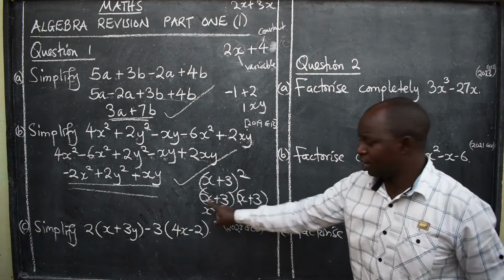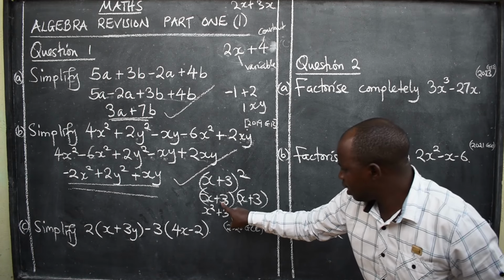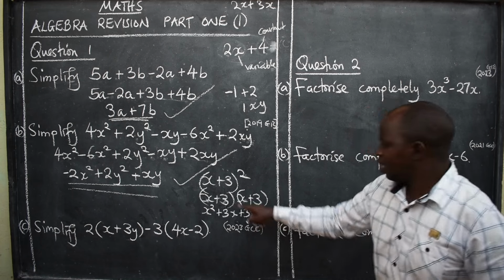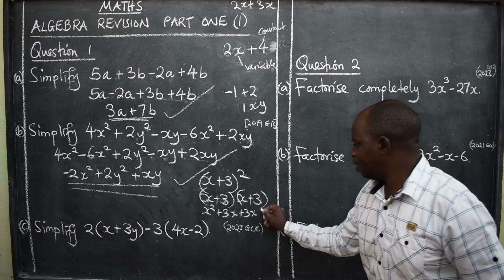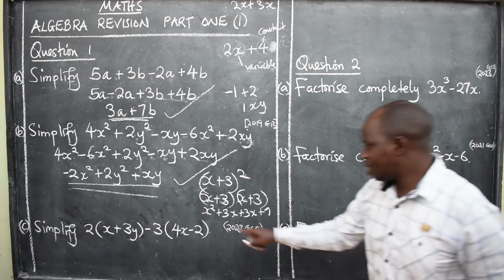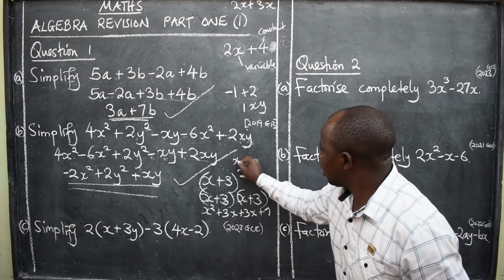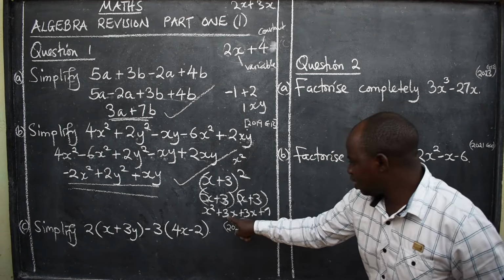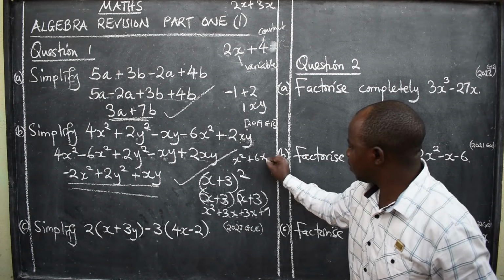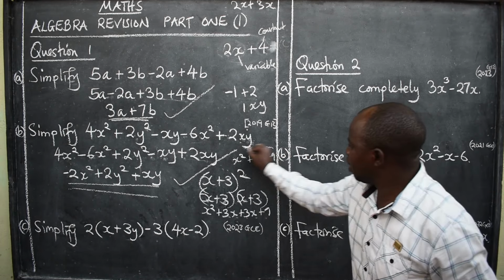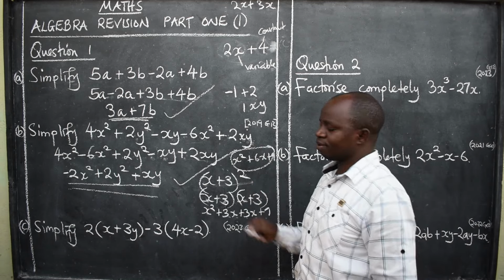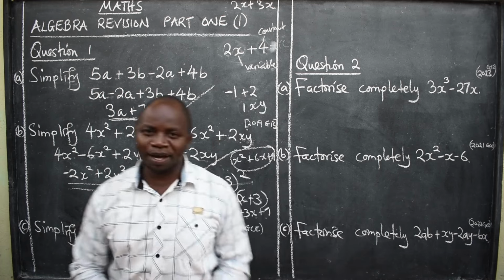You are done with this. You come to this. 3 times x will be plus 3x. 3 times 3 will be 9. That is the way we expand. Then x squared here, and this 3x plus 3x, they are like terms, so it will give me plus 6x, then plus 9. This is now the answer. So let's expand here.